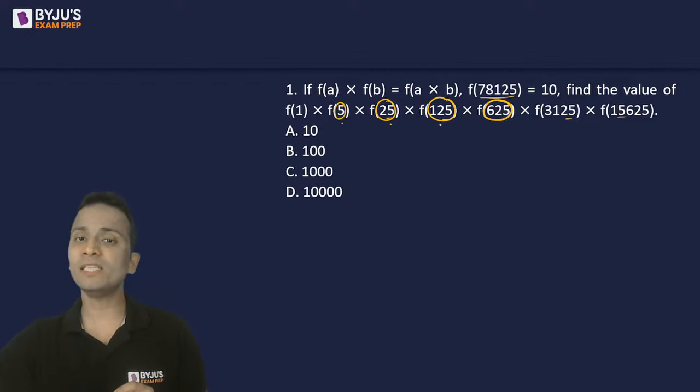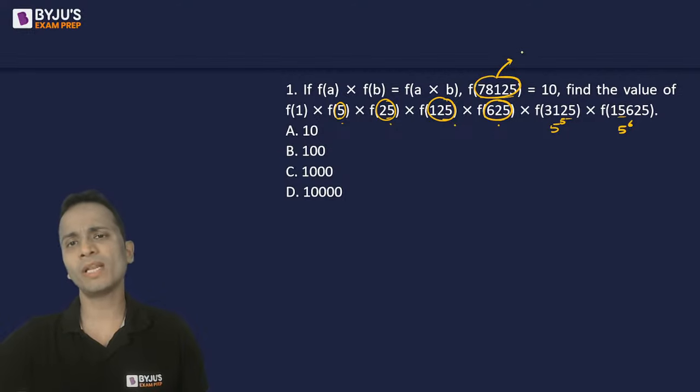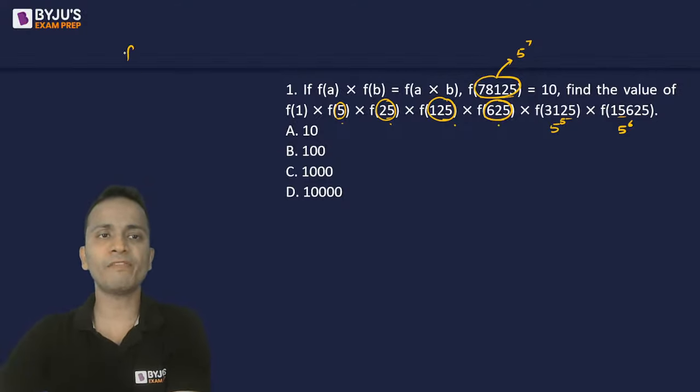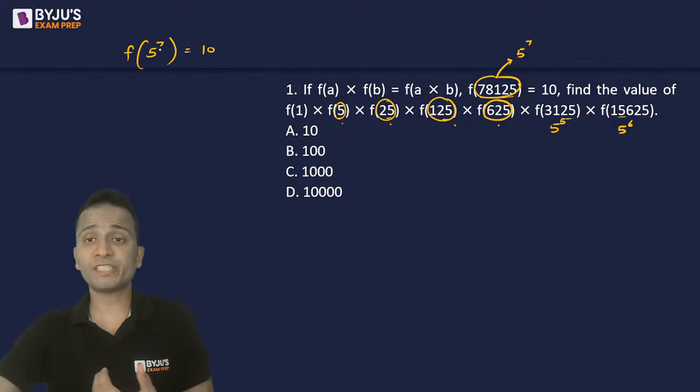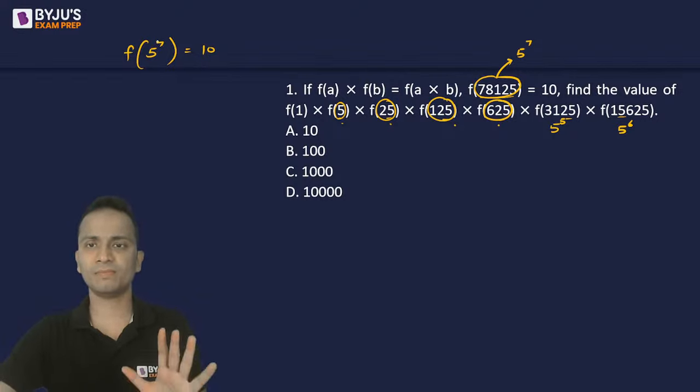Now, once you can see these numbers, it is obvious that you will go for another higher power of 5. So this is 5 raised to the power 5 and this is 5 raised to the power 6. Then after that, if you calculate 5 raised to the power 7, 78,125 is 5 raised to the power 7. So I can say that we are given that f of 5 raised to the power 7, f of 78,125, is equal to 10. This is given to us. All right, so I have written that.